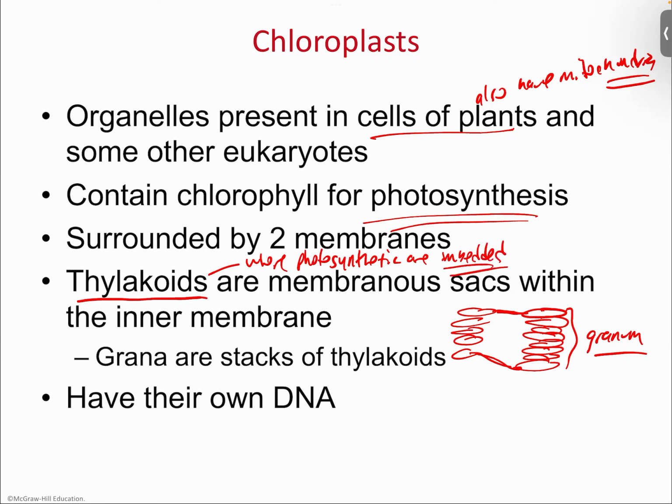So you can see same strategy, right? You're increasing surface area in order to maximize the number of photosynthetic enzymes that you've got embedded into these little thylakoid membranes. And guess what? As it turns out, they also have their own DNA. Curiouser and curiouser, says Alice in Wonderland. Right.